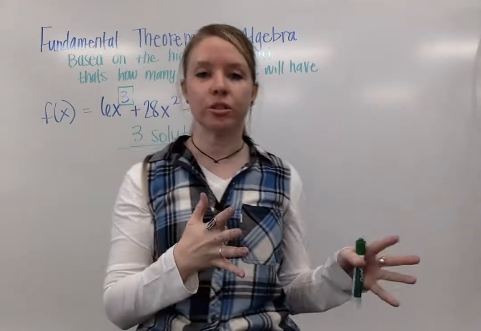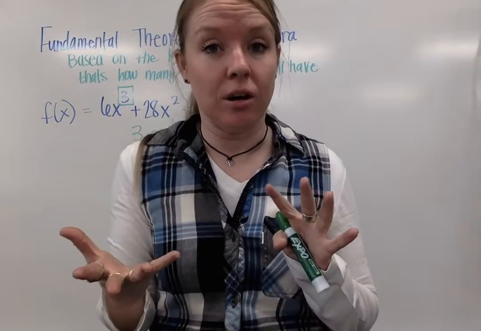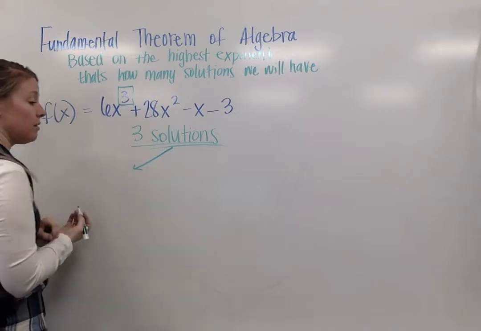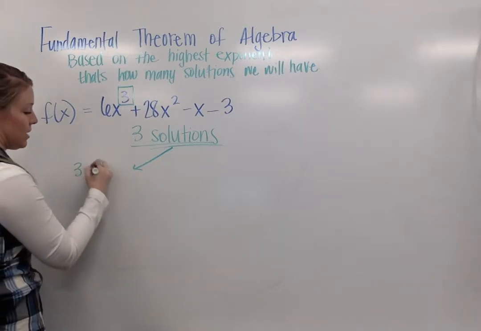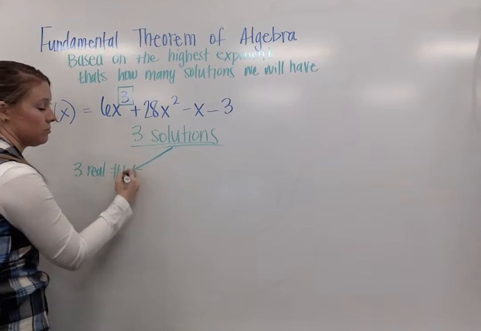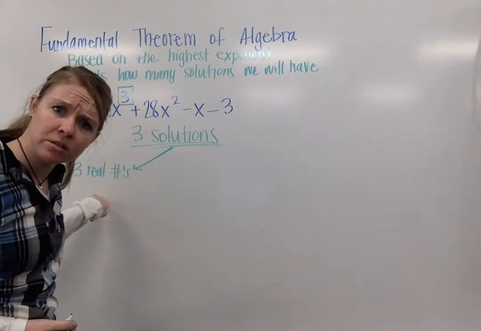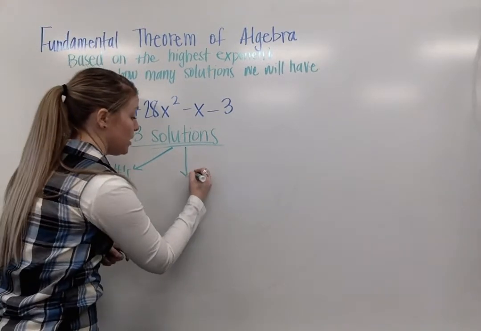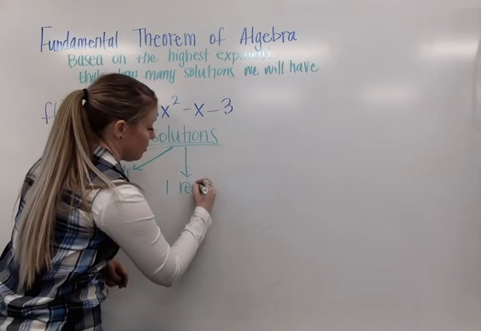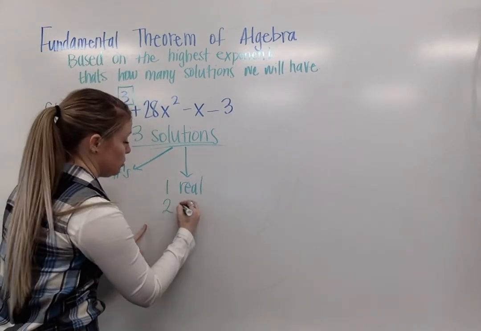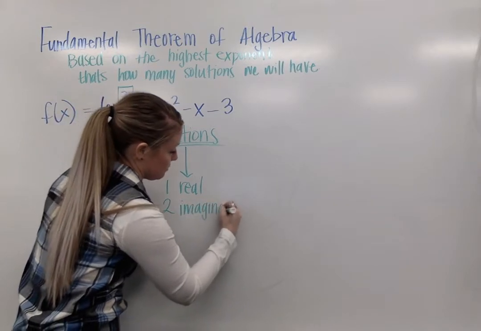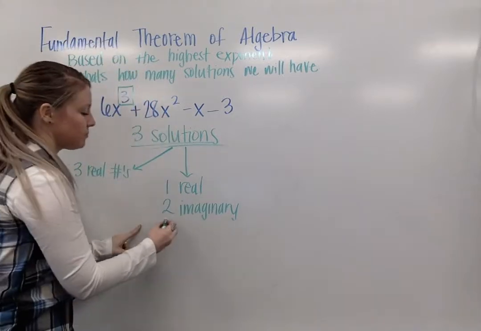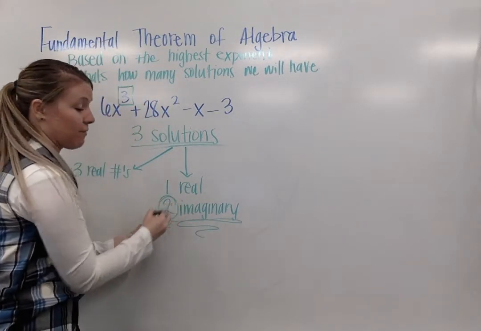Okay? 3 solutions. This is where it gets a little bit tricky, though. Of these 3 solutions, all 3 might be real answers. So I'm going to say real numbers. What, Miss Nelson? Real numbers? Well, if we can talk about real numbers, that means we can talk imaginary numbers. We could have 1 real solution and 2 imaginary solutions. Imaginary numbers, what? We'll talk about it in a bit. Okay? Imaginary numbers always travel in pairs.